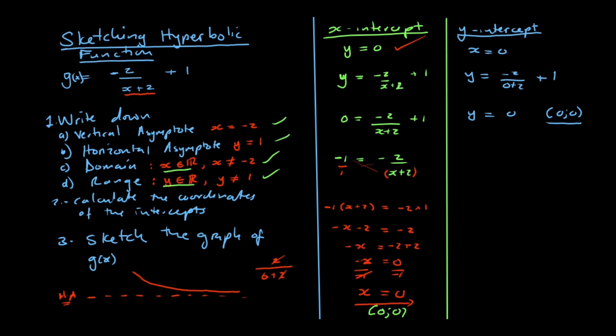Let's go for plotting because now we are done with what we want. When you are told to plot, you need the asymptotes, you need the x-intercept and the y-intercept. Asymptotes, x-intercept, y-intercept. So let's do that.